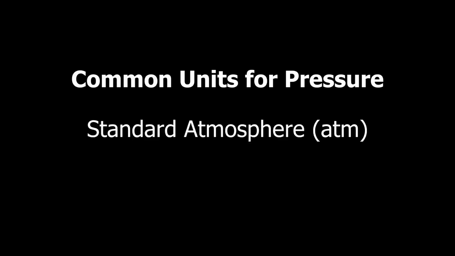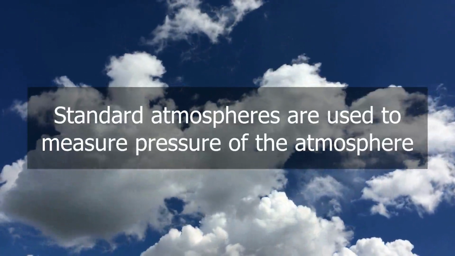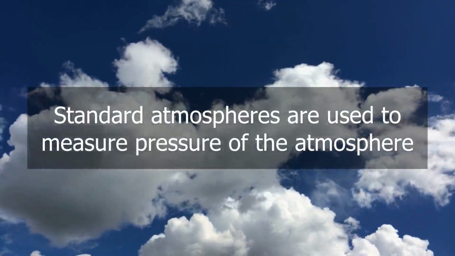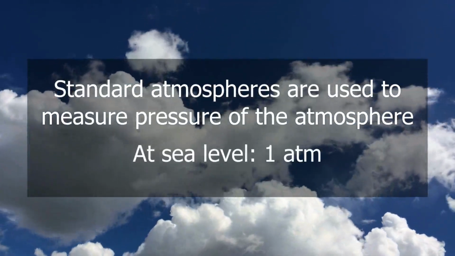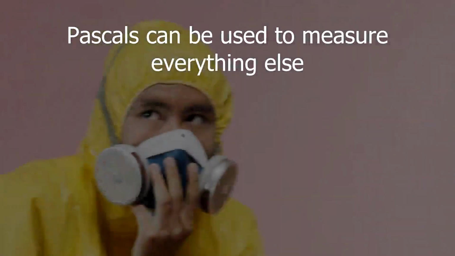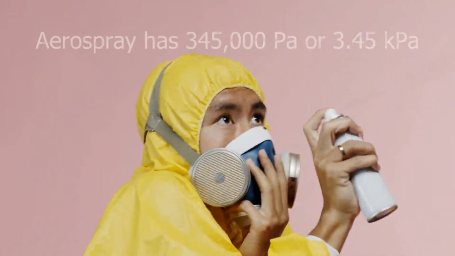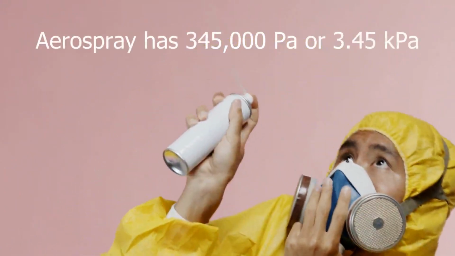Common units for pressure include standard atmosphere and pascals. Standard atmospheres are what's used to measure pressure of the atmosphere. For example, at sea level, there is 1 standard atmosphere. Pascals are used to measure everything else. For example, a can of aerosol spray is usually around 345,000 pascals.